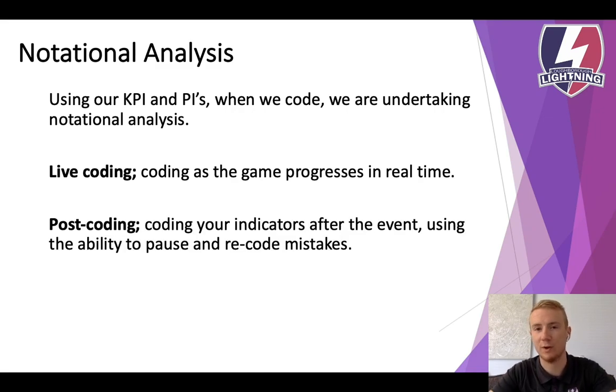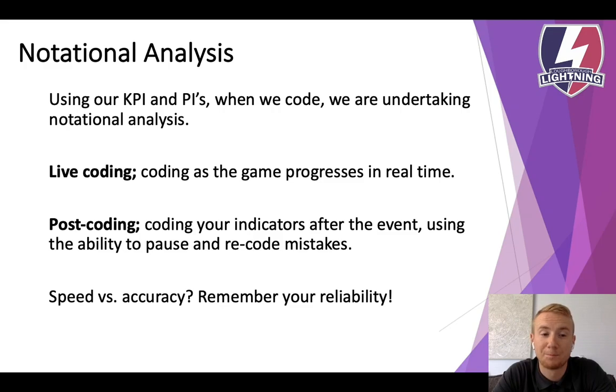Now, the other way you might be able to do it is what we call post-coding, which, relatively self-explanatory, means that we'll collect the video first, or we might have the video given to us from a broadcast source, one of those other sources we talked about previously. And what we will do, once we've got hold of that video, is code up our indicators after the event. Now, the beauty of that one is that it gives us the ability to pause. And if we've made any mistakes, we can go back, we can correct them, recode them if we need to before we carry on. So it's a less pressured version of doing coding.